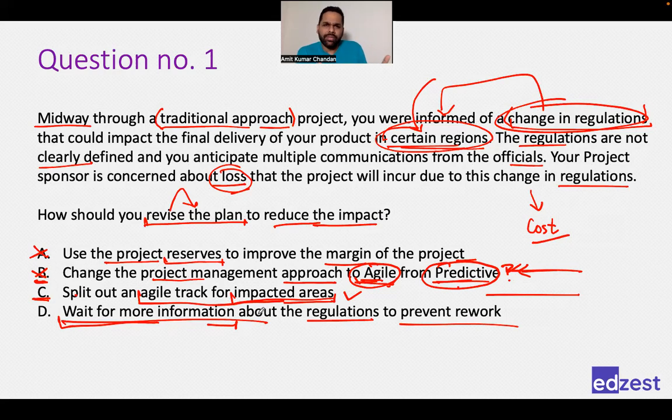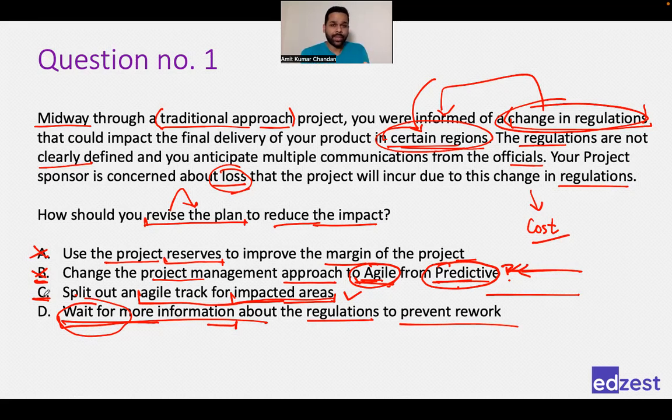Why should I wait? Why can't I ask for information? Why can't I talk to the government officials and understand how much time it will take before they are clear on it, rather than waiting for more information? So this is another hint for the exam. Waiting is not generally a good thing in project management. We don't wait, we respond to it.